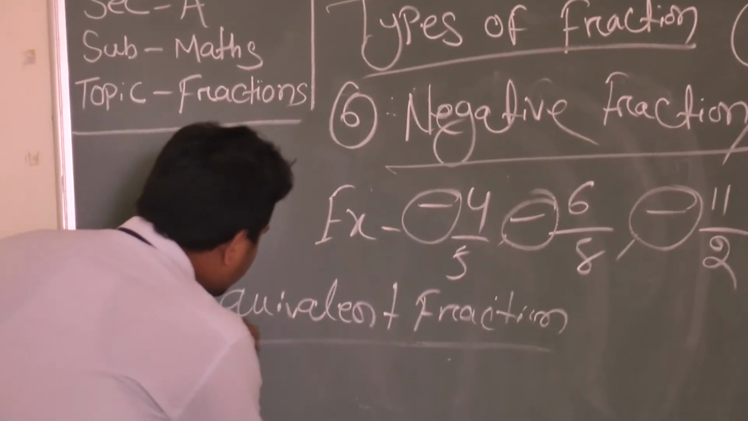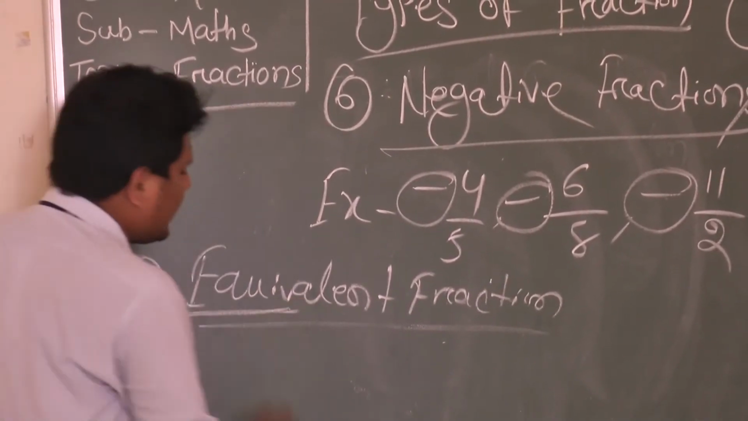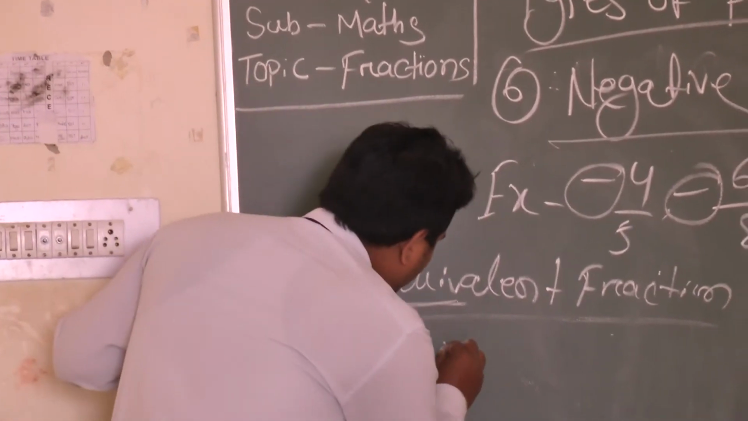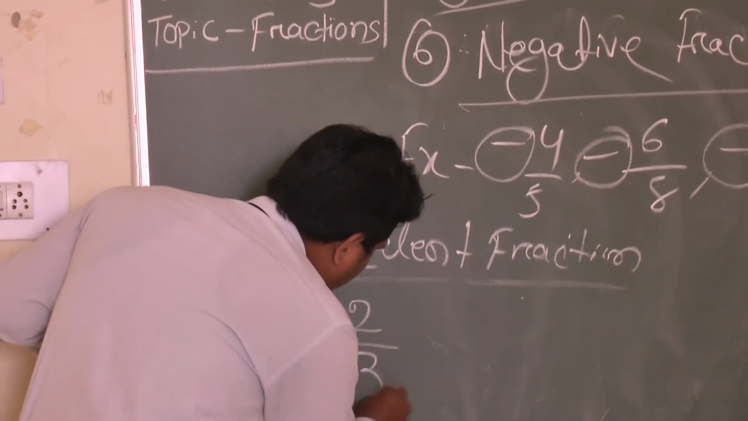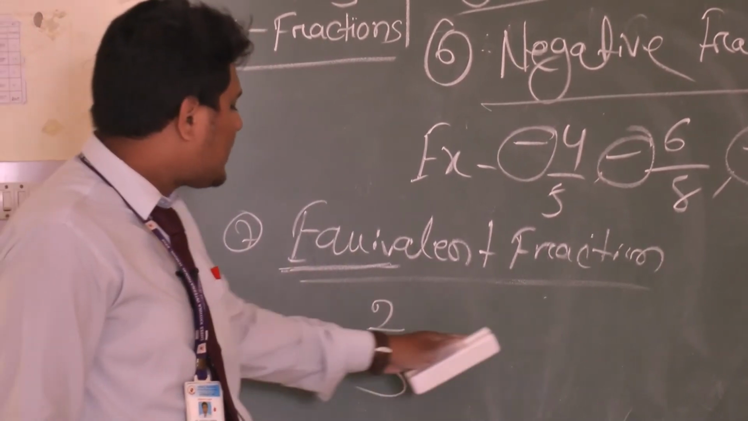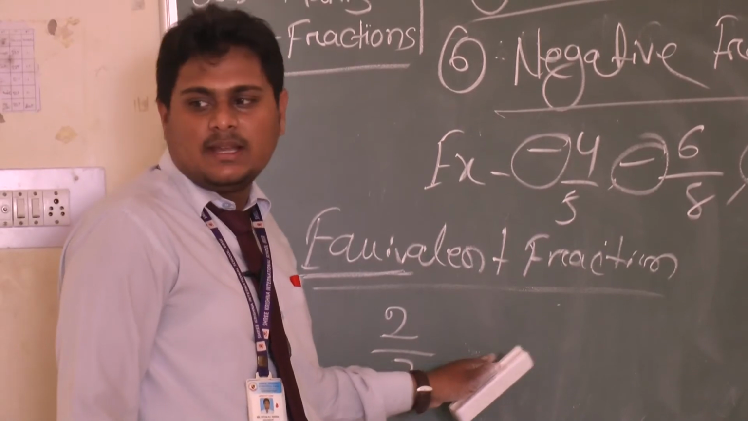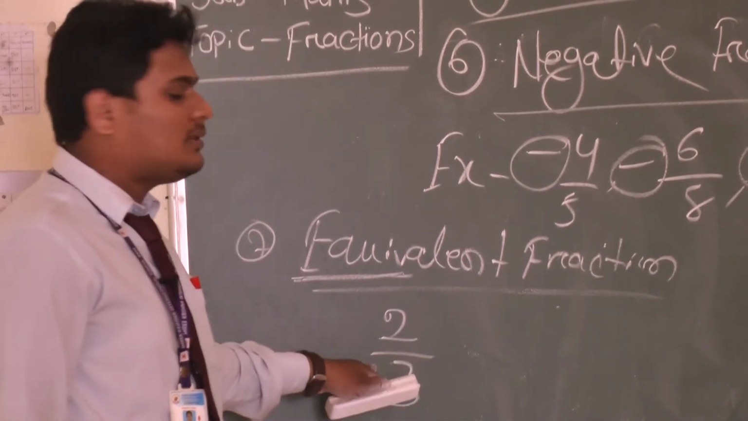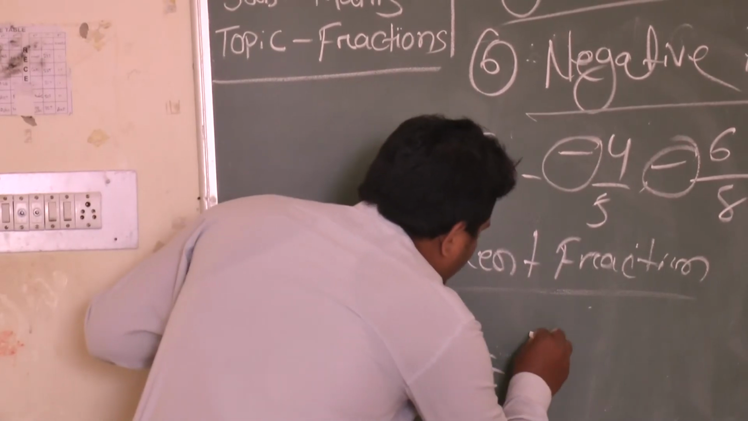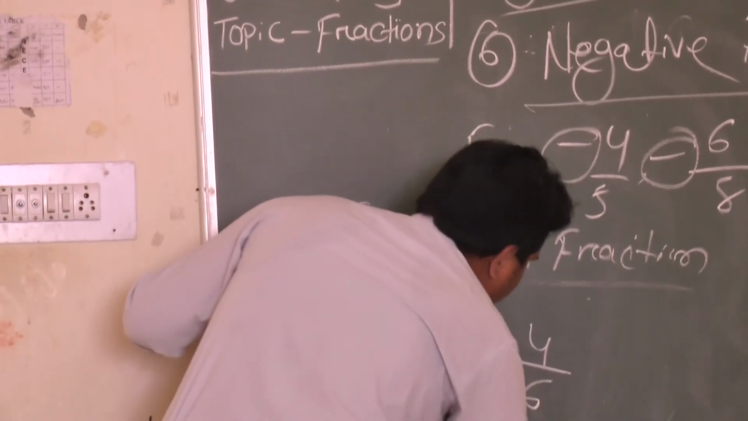Equivalent means the equal fraction. Okay, equal fraction means, what do you mean by equal fraction? Suppose the 2 by 3. Okay, what will be the other equal fraction? It means whatever the next fraction will be, we will write that is the same as the 2 by 3. Suppose we have written here, that is 4 by 6.